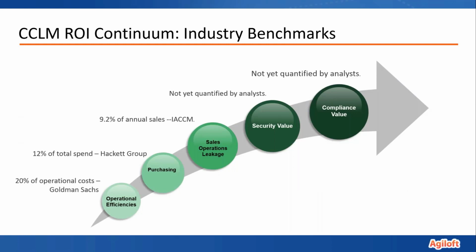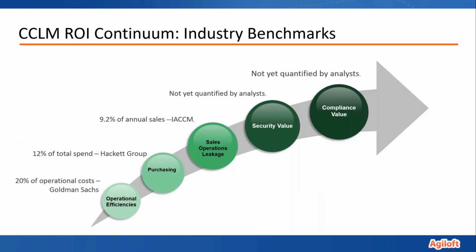Purchasing refers to the efficiencies gained from better vendor management. Hackett Group estimates savings from actions like vendor consolidation can amount to 12% of total spend. Sales operations are the lift you get from increased sales. Aberdeen estimates a 24% reduction in sales cycle time, 20% higher lead conversion, and 12% higher proposal volume. The IACCM summarizes this as 9.2% of sales on average.